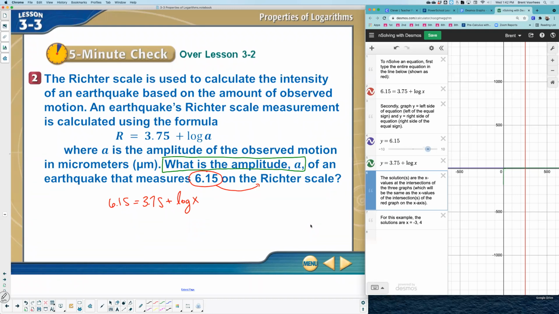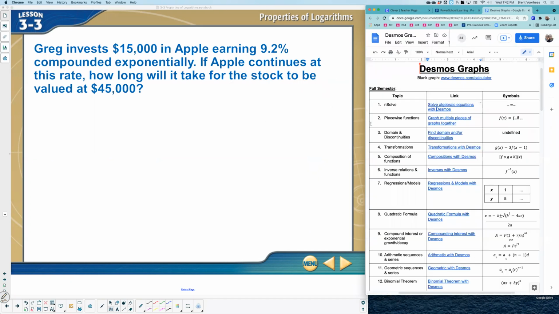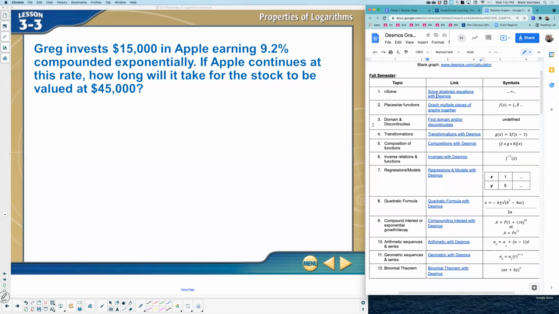I have one more bonus, I call it bonus question. Before we get started on the new stuff, from lesson 3.1, it says Greg invests $15,000 in Apple, earning 9.2% compounded exponentially. If Apple continues at this rate, how long will it take for the stock to be valued at $45,000? We had a calculator for this. Wasn't InSolve. Which calculator do we use for this problem? I hear number 9. That's right, compound. Anytime you're dealing with compound, you're going to use number 9. Open up number 9.